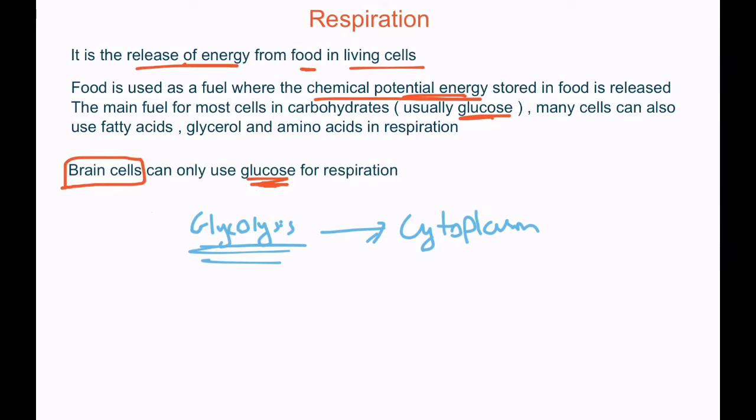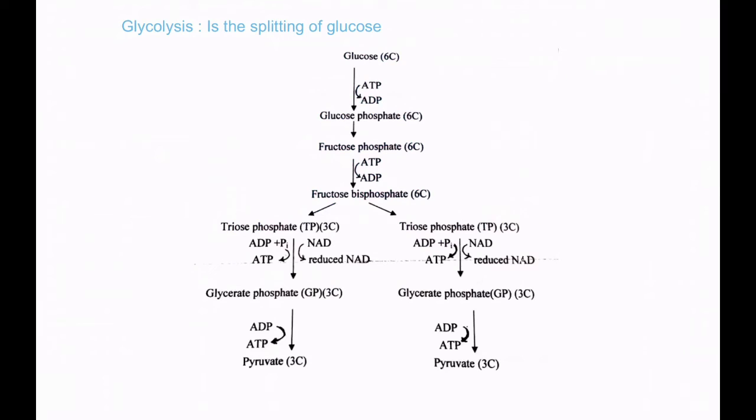So what exactly is glycolysis? Glycolysis is the splitting of glucose. Okay, so how can we get energy by breaking down glucose? First thing is, glucose gains phosphate to form glucose phosphate. But where did this phosphate come from? This phosphate came from ATP. I'm gonna also talk about ATP in more detail in another video.